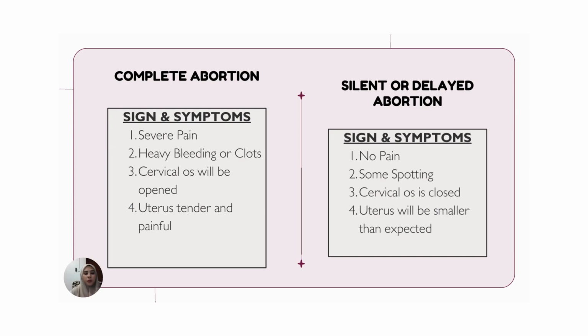The fifth type of spontaneous abortion is complete abortion. The signs and symptoms of complete abortion are severe pain, heavy bleeding or clots, cervical os open, uterus tender and painful. And silent or delayed abortion will present with symptoms of no pain, some spotting, cervical os closed, and the uterus smaller than expected.